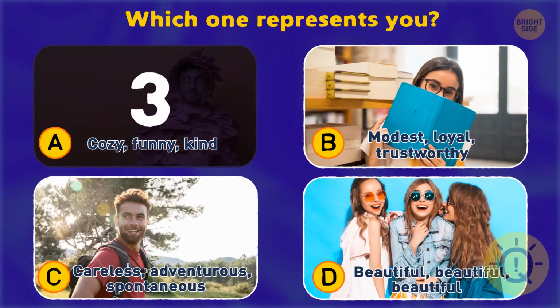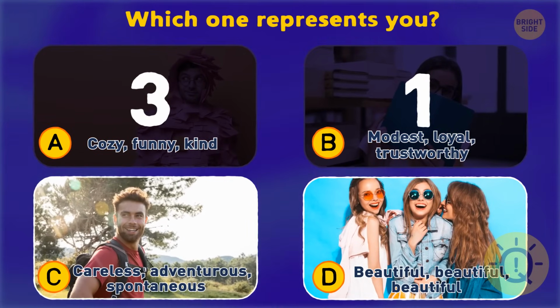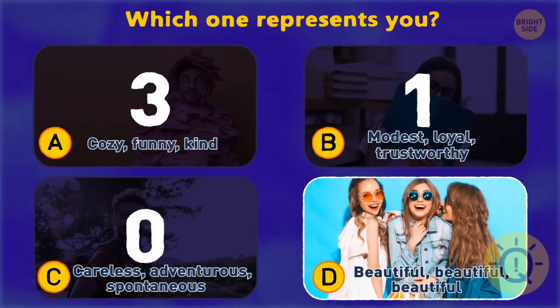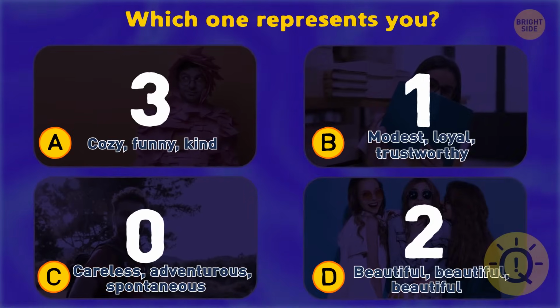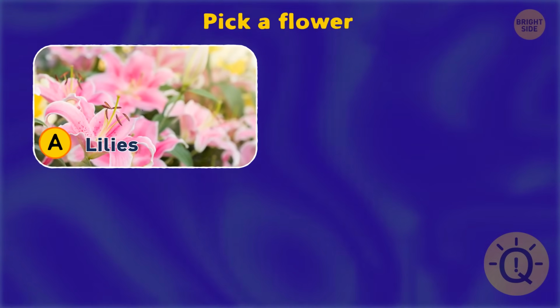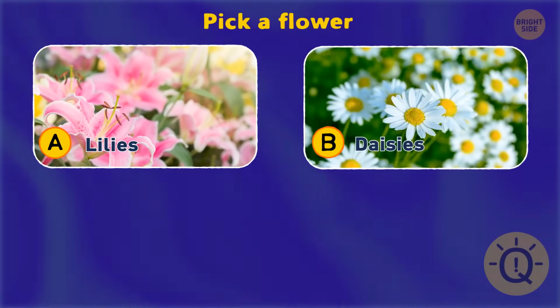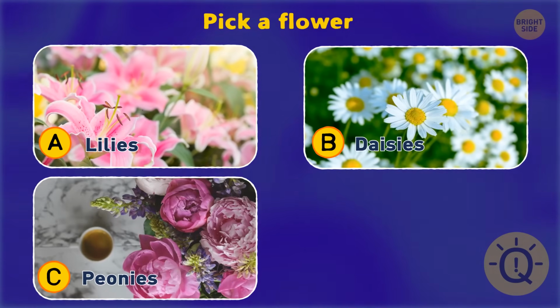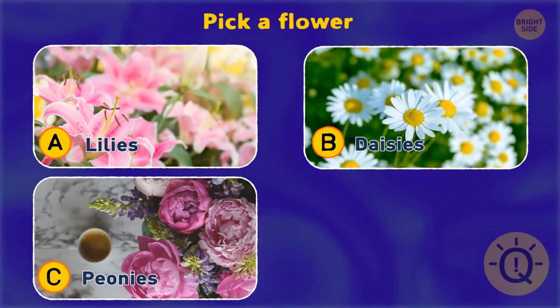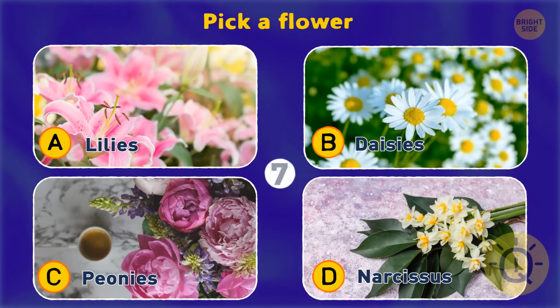Option A adds 3 points to your score. Option B brings you 1 point. If you chose C, you get 0 points. And answer D brings you 2 points. Pick a flower. Lilies, mysterious just like me. Daisies, they give me a peaceful and warm vibe. Peonies, there's something royal about them. Narcissus, they're so soft and elegant.